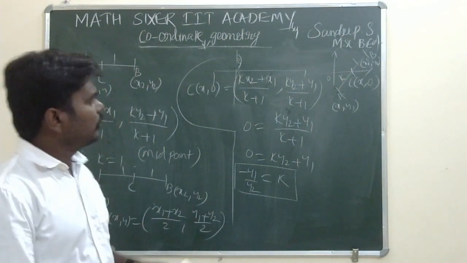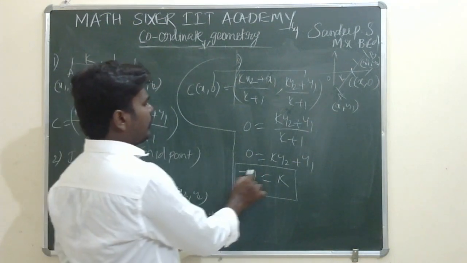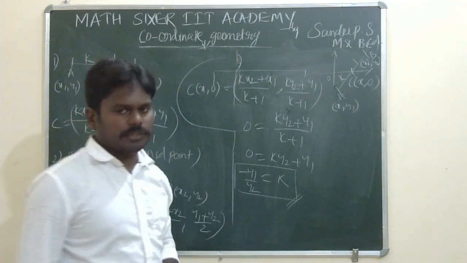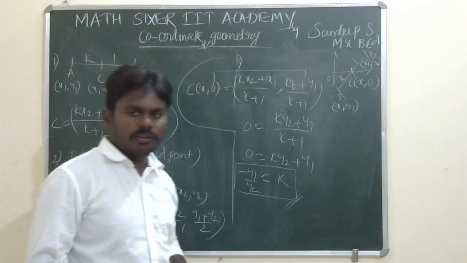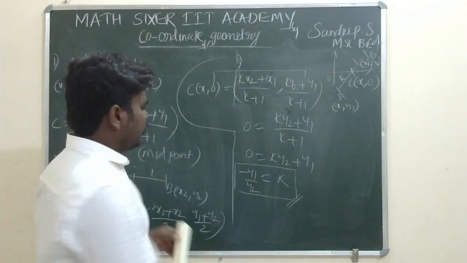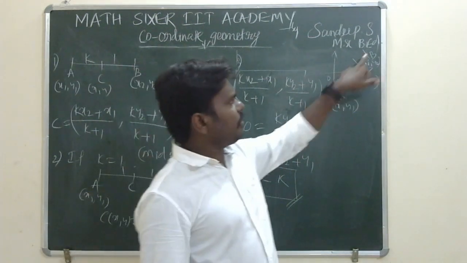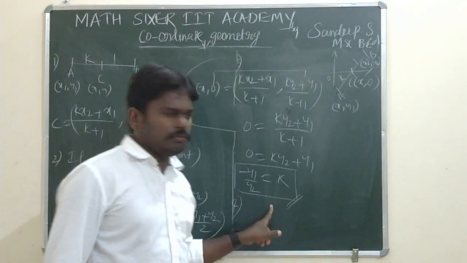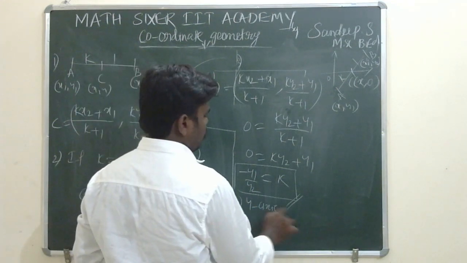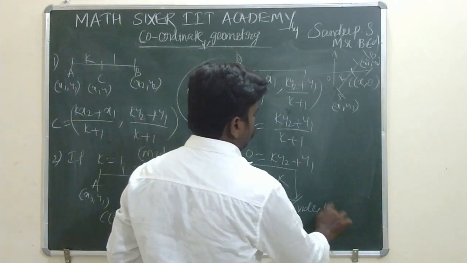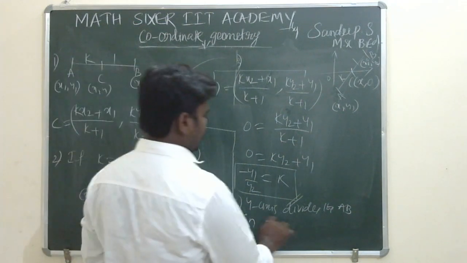That means the x-axis divides the line segment AB in the ratio of minus y1 by y2. Directly you can remember this. No need to do all the simplification, I have just given the proof of this. Similarly, we can write for the y-axis also. Here the x-axis is dividing AB in the ratio of minus y1 by y2, and the y-axis divides AB in the ratio of minus x1 by x2.